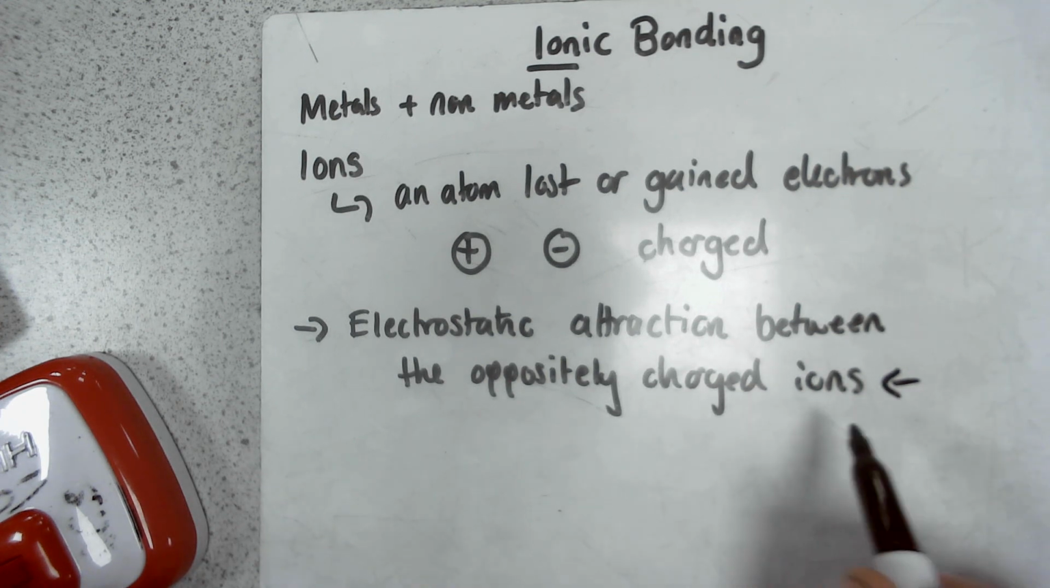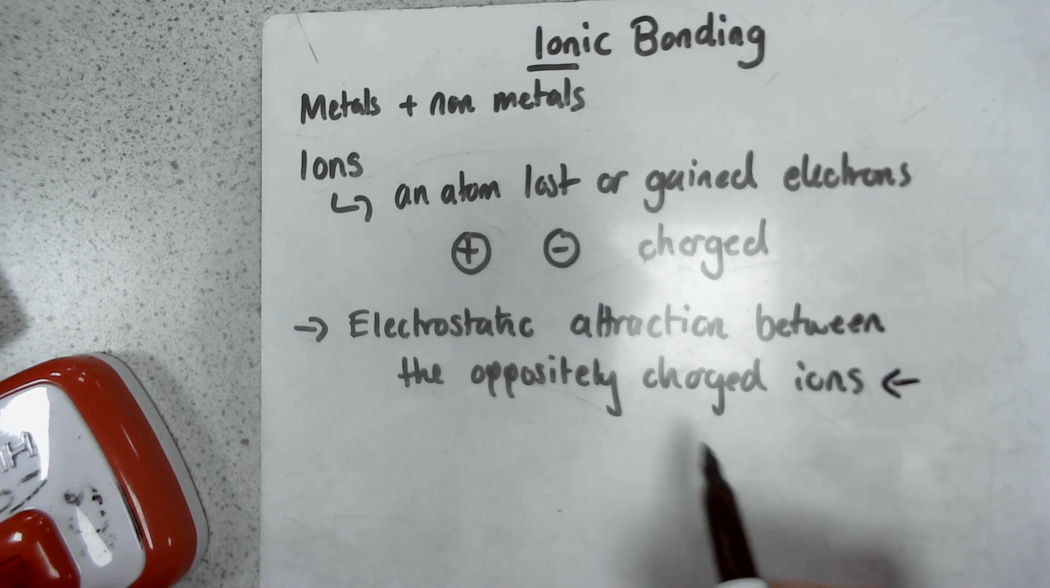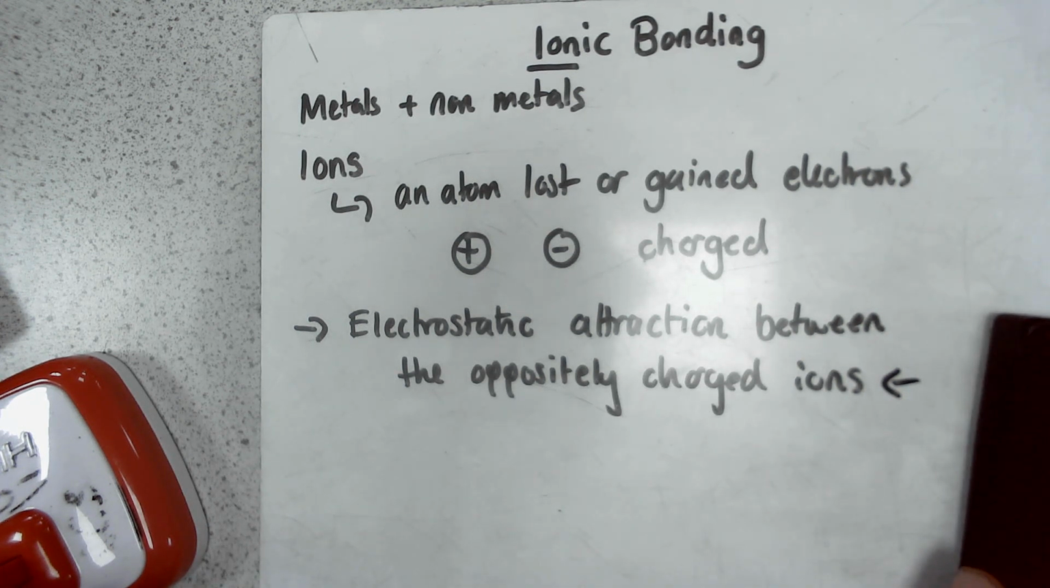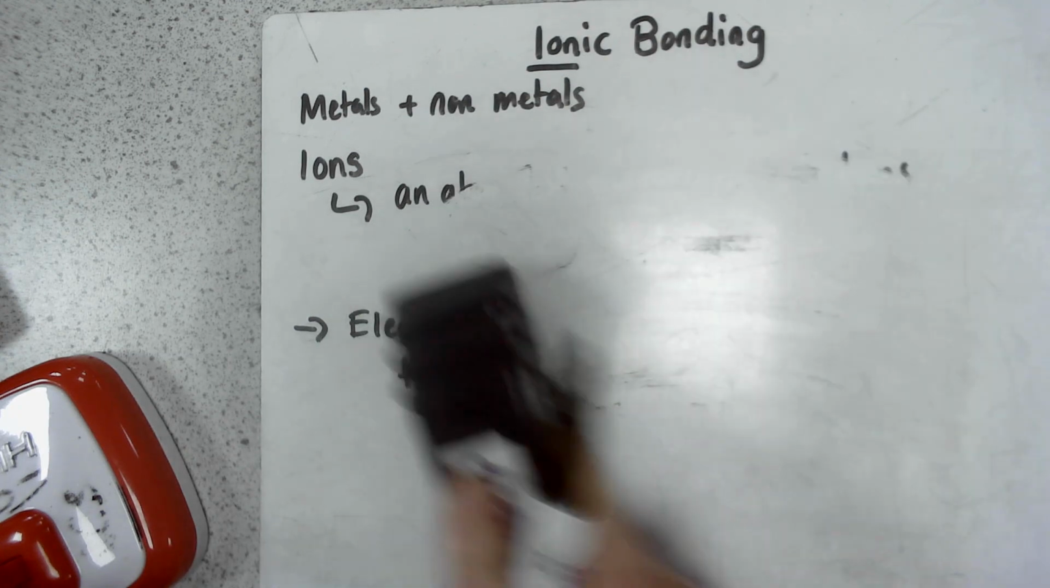Now you could say between positive and negative ions, that would be okay, but I would advise you not to. Okay, my advice would be stick with oppositely charged ions. It is much, much easier.